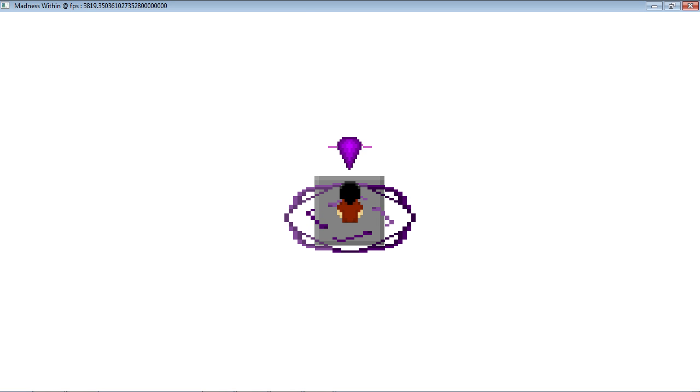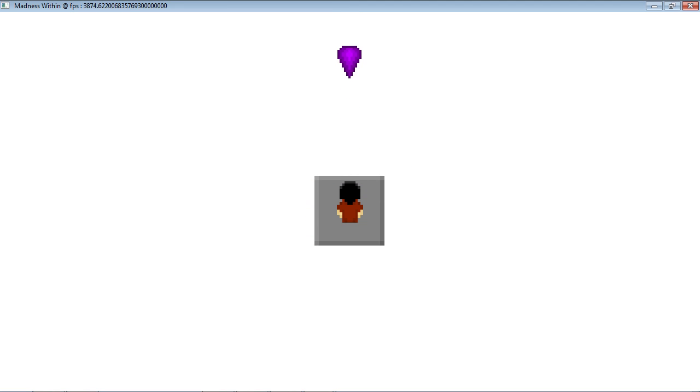Here you see the summoning circle being created under the player, after which beams of shadow or beams of darkness will rise up above the player that are supposed to create and power up the eventual projectile that will be launched in the direction the player is facing.